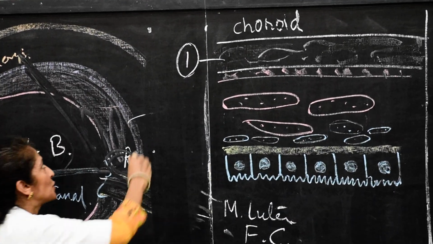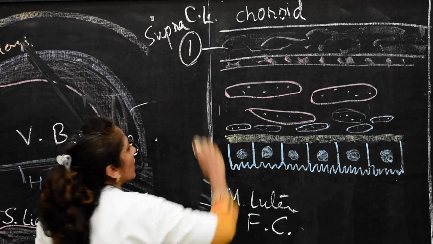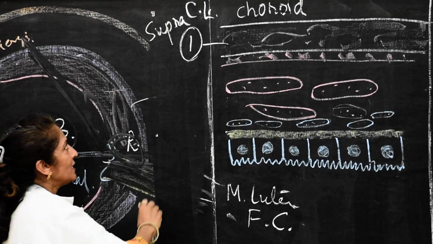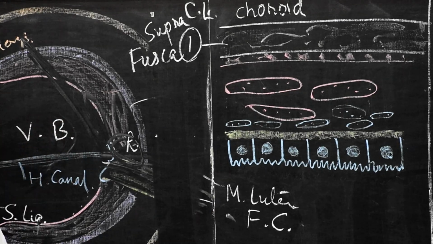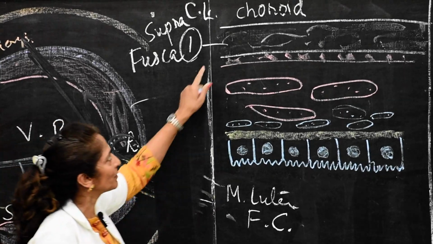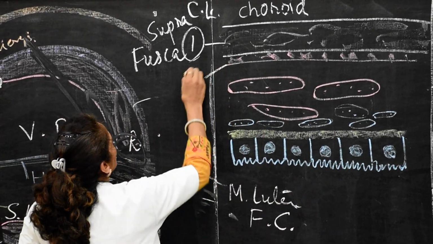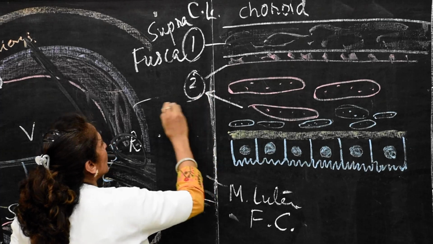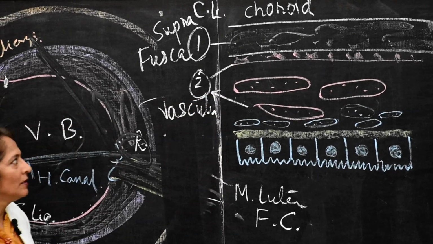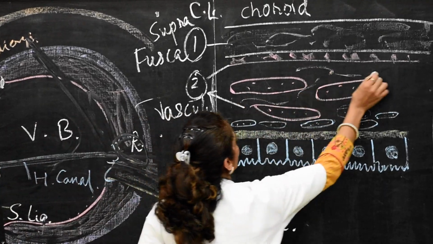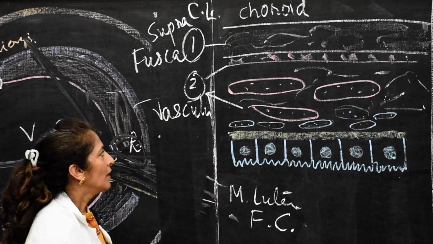outermost is suprachoroidal lamina, or it is also known as lamina fusca. It is made up of connective tissue. Deep to the connective tissue is the vascular layer. Again, it contains loose connective tissue with large blood vessels.